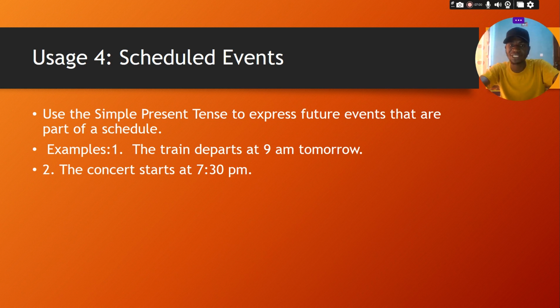Like, for example, the train departs at 9 a.m. tomorrow. So the train is in singular form, so we say departs, we added s there. The train departs at 7 a.m. tomorrow. Then example number 2, the concert starts at 7:30. So our verb there is starts, and we are talking of the subject, the concert. The concert is in singular form, so we added s on our verb start to make it starts.